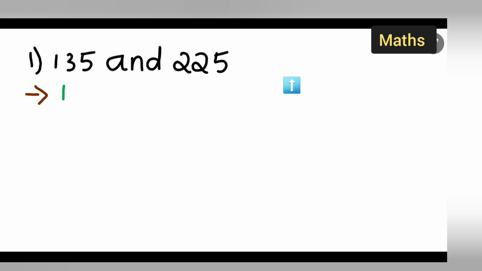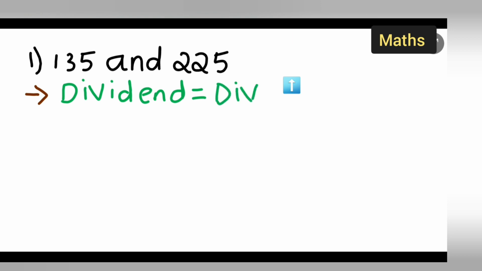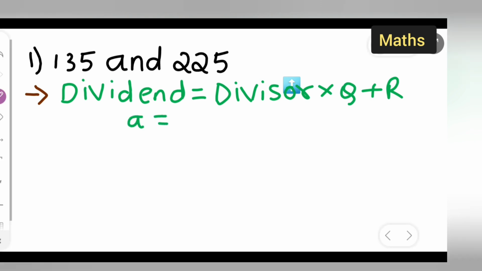Let me use the green pen for you all to understand. This is nothing but a dividend. This is just a formula: dividend is equal to divisor multiplied by quotient plus the remainder. So basically this will come in the form of A is equal to B, that is divisor, multiplied by quotient, plus the remainder.